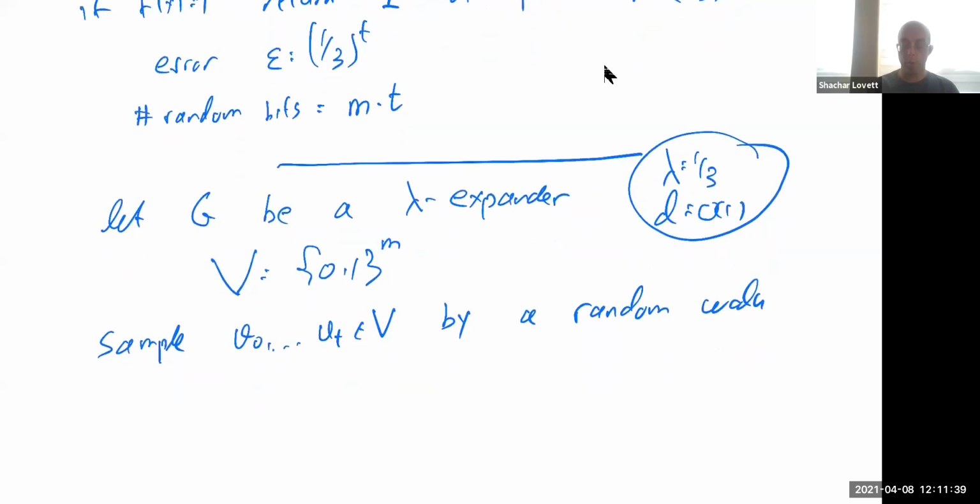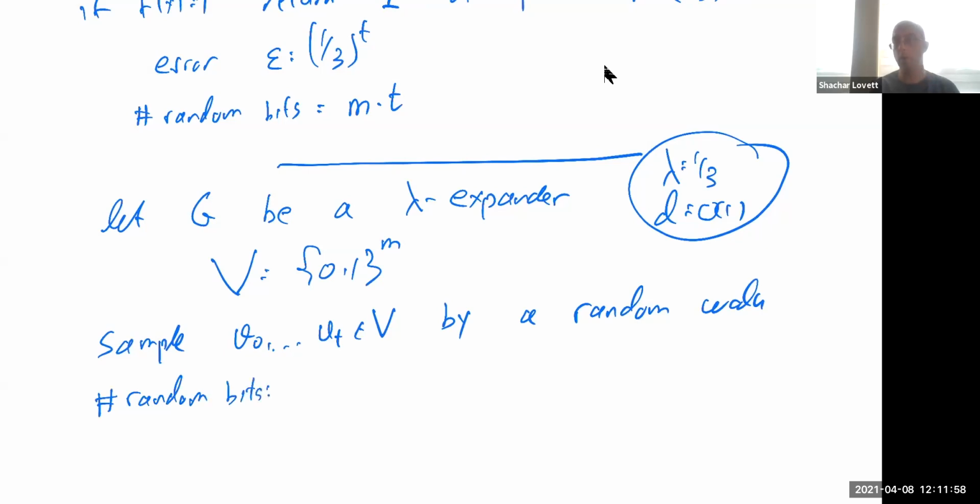We'll analyze in a second why it's still going to work. Notice now, only the first node is completely random. All the rest are generated by just taking a step from it, so they're not random at all. So what's the number of random bits we use here?